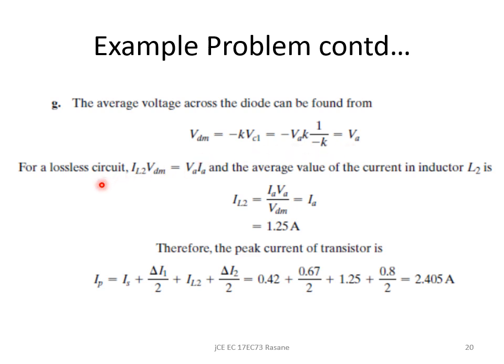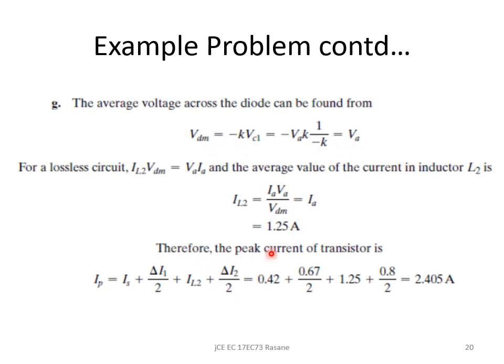Now for a lossless circuit, the power across VDM is equal to the power across the load. And the average value of the current in the inductor L2, IL2, is equal to IA into VA upon VDM. So when I take this IL2 on the left hand side, I'll be getting VA IA upon VDM, and this is same as IA. These two cancel, and I will be getting it as 0.25 because VDM we have calculated as VA.